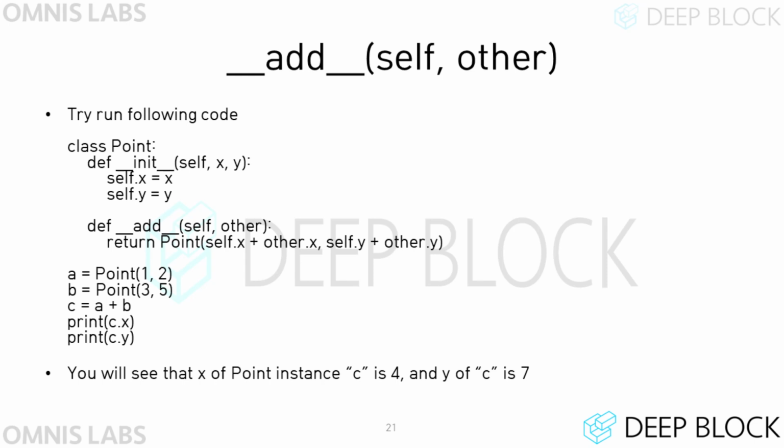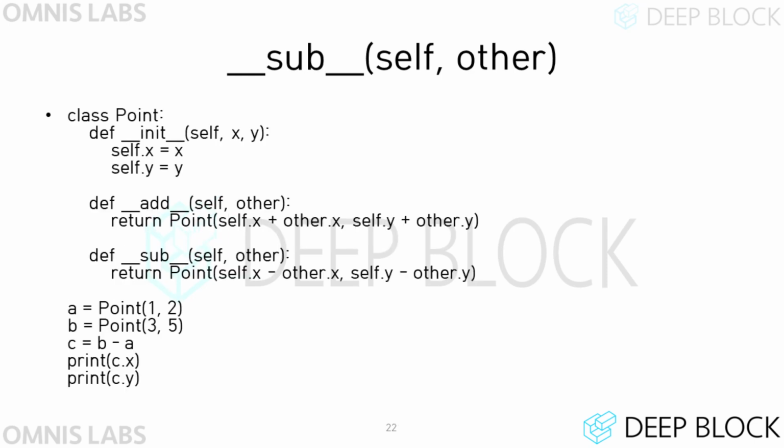Therefore, 4 is stored in attribute x of c, and 7 is stored in attribute y. The minus operator can also be utilized by defining a method called sub. For example, if we define the sub method as shown in the slide, we can write the code b minus a. Like the add method, this method must return a value.